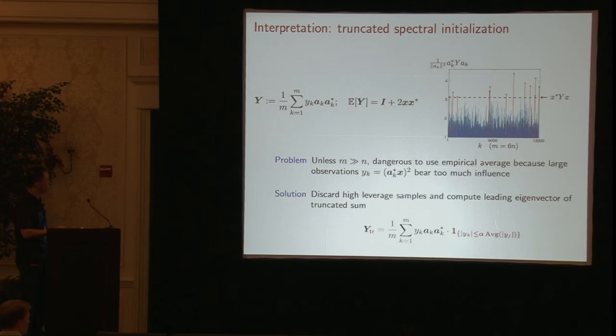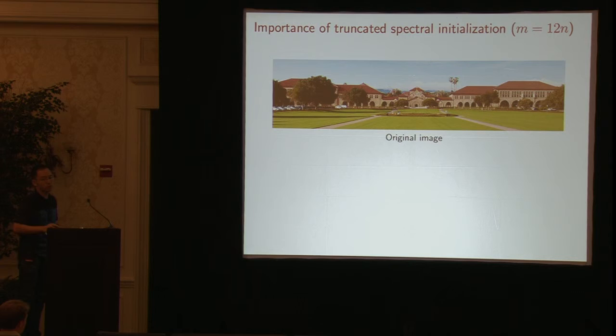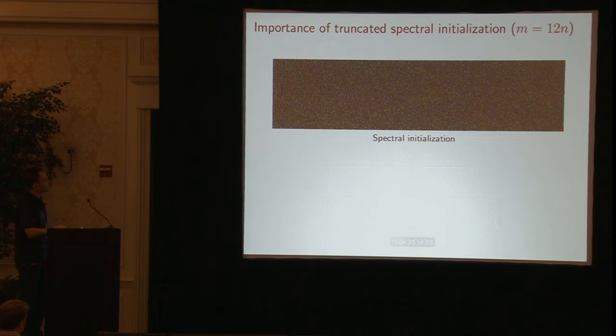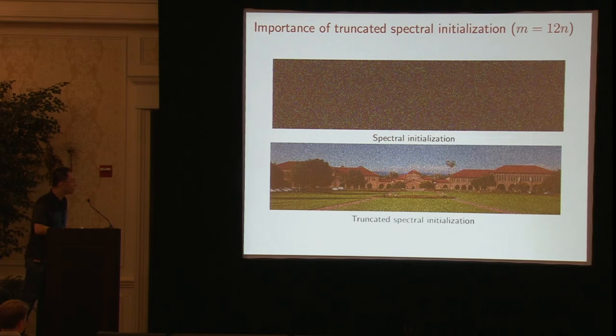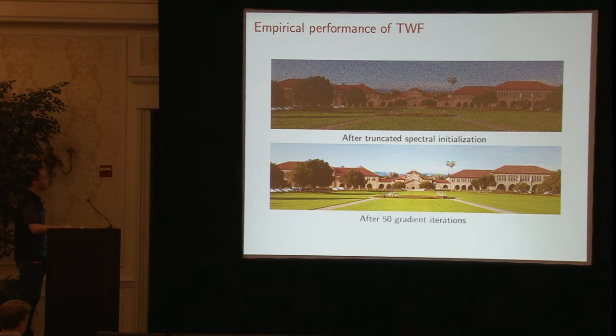And this is not just a theoretical issue. This is actually a very practical issue. I'm plotting the empirical MSE for these two methods. You can see that as the number of unknowns grows, the spectral method without truncation gets worse and worse because it gets a larger and larger MSE. For better illustration, let's look at some real image. This is the original ground truth image. If we just do spectral initialization without truncation, this is the initial guess that the algorithm gives you, and I don't think you can see anything from this image. But if you use a little bit of truncation, you get a rough estimate which already shows many of the details of the image. And after this truncated spectral initialization, I just run it for 50 iterations, and then I obtain almost perfect recovery.